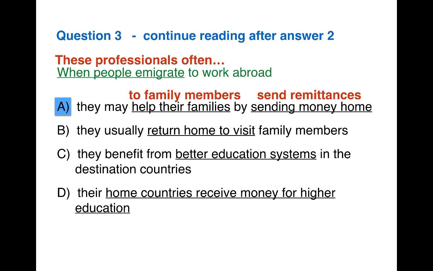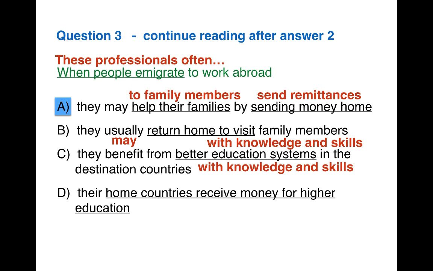B, they usually return home to visit family members. Well, it doesn't say that they usually do that. It says they may return with knowledge and skills, not necessarily to visit family. C, they may benefit from better education systems. Well, it mentions knowledge and skills again that they'll get, but it doesn't actually say that their education systems are better in the destination countries.